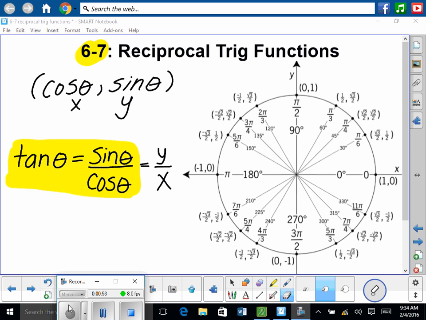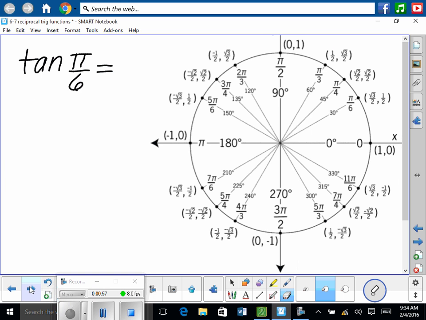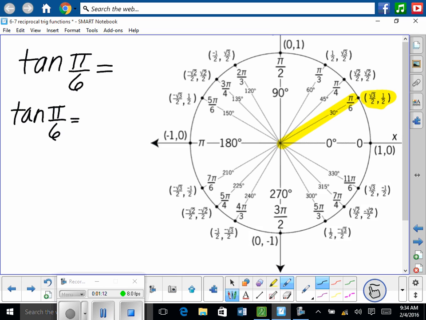So we're going to practice finding tangent of certain values on our unit circle here. So tangent of pi/6. So once again, I'm going to locate pi/6 on my unit circle. It's right here. I'm using these points. So you'd say to yourself, okay, well, I know that tangent of pi/6 is equal to sine of pi/6 divided by cosine of pi/6. Sine over cosine. So what is sine of pi/6?